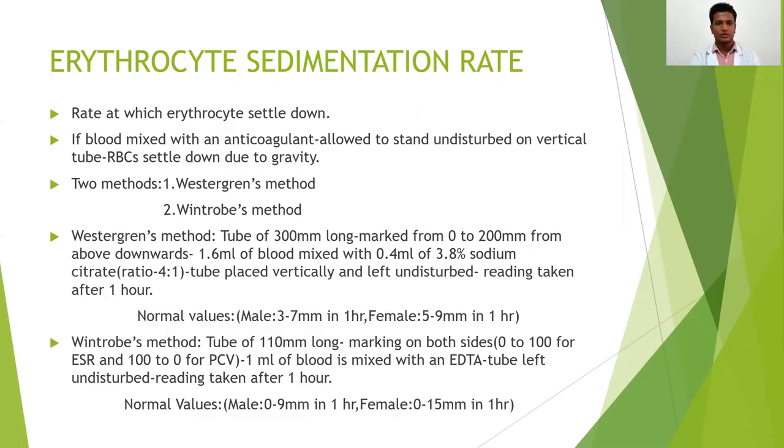Normal value: in males it is 3 to 7 mm in 1 hour, and in females it is 5 to 9 mm in 1 hour. Wintrobe's method: a tube 110 mm long, marked on both sides, 0 to 100 for ESR, and 100 to 0 for PCV. 1 ml of blood is mixed with an anticoagulant. The tube is left undisturbed for 1 hour. Reading is taken after 1 hour. Normal values in Wintrobe's method: males 0 to 9 mm in 1 hour, and females 0 to 15 mm in 1 hour.